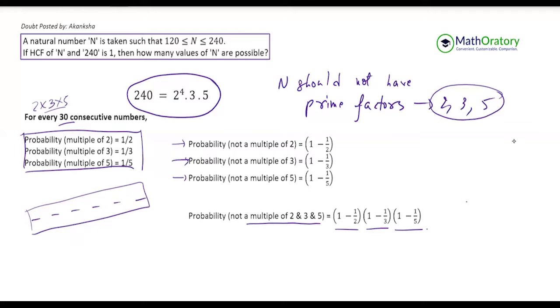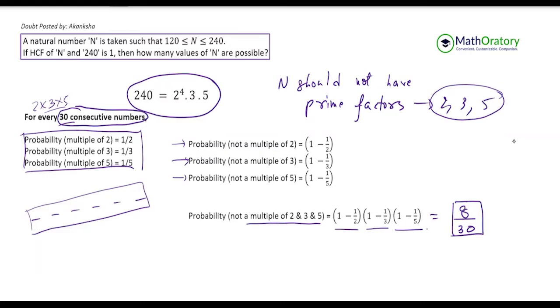So the probability of not finding a multiple of 2, 3, as well as 5 should be 1 minus half, 1 minus one third, and 1 minus one fifth. You can evaluate it at this point itself. This entire thing will evaluate to something like 8 by 30. So out of every 30 numbers, you should have 8 numbers. This probability is indicating that, right? I could reduce this further, but I'm not doing that, because we are looking at 30 consecutive numbers. This will be a simple way to look at it.